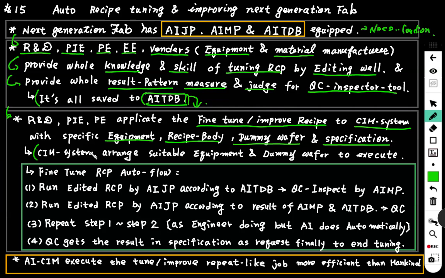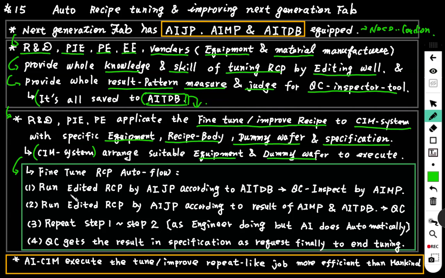Then the CIN system starts to arrange suitable equipment and dummy wafer to execute it automatically. Next, let the AI system do it automatically without any mankind help. This is the fine-tune recipe auto flow.